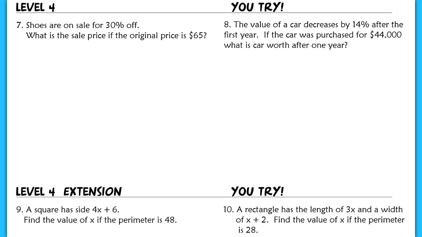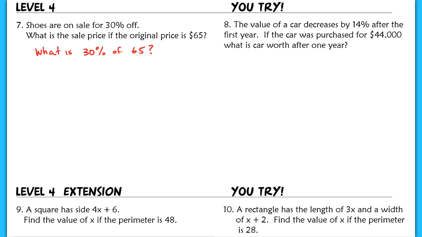Okay, now our next level question here is a 2-step problem because we're going to find a percent question and it's relating to a word problem, and then we're going to have to do another step. So here it says shoes are on sale for 30% off. What is the sale price if the original price is 65? Now what we can do here is take 65 and find what is 30% of that. So I'm asking myself the question, what is 30% of 65?